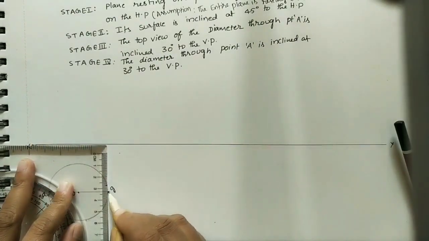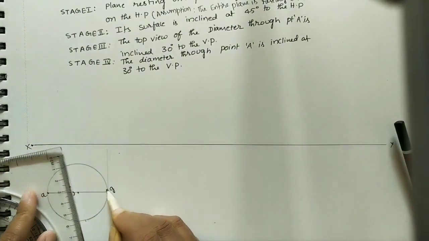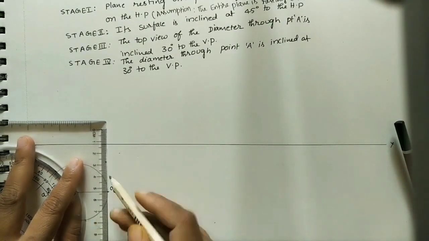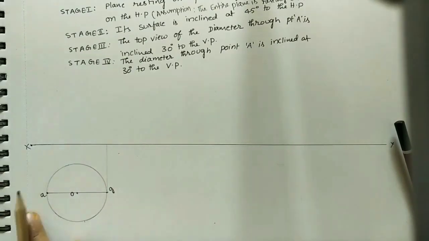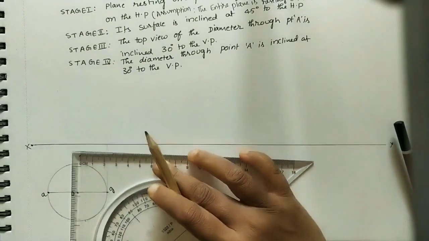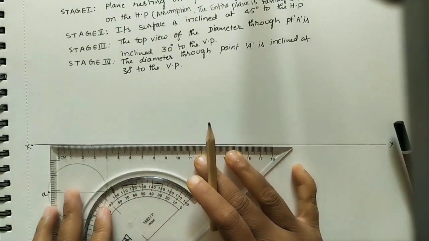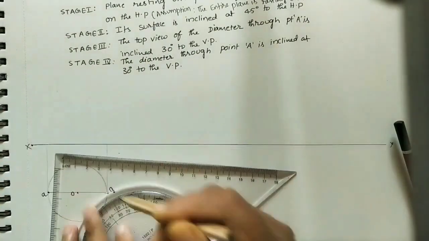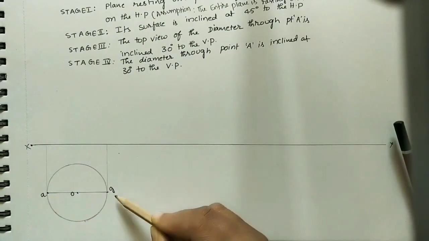At G I am doing the projector line. So this angle is 90. Extend this line up to XY. Now do the projector line on this side also. The scale is coinciding with it. These are the projector lines at these points.